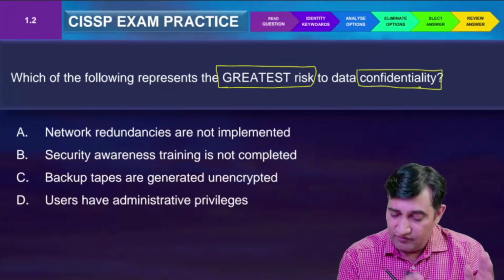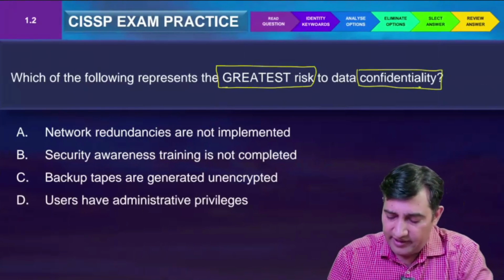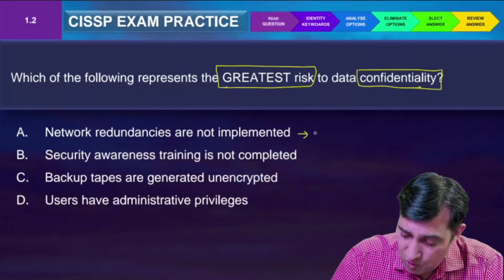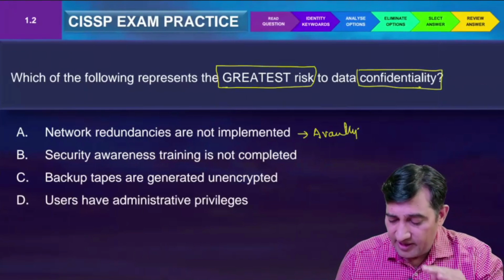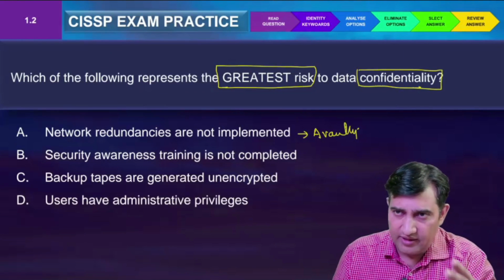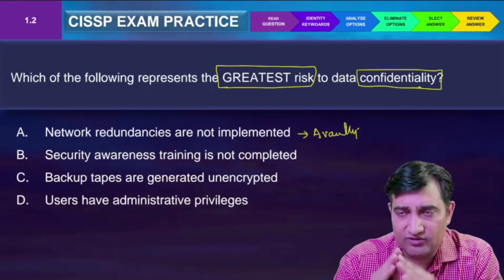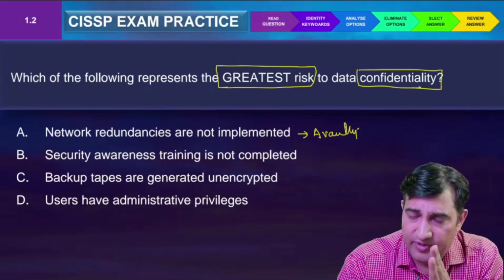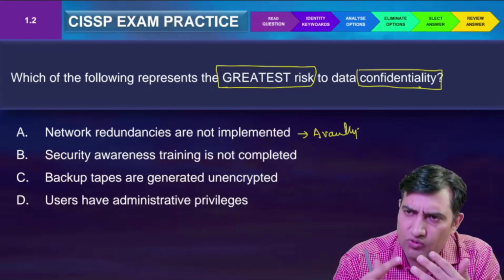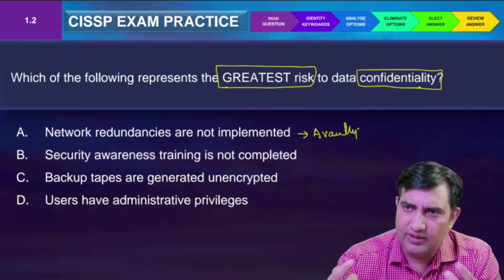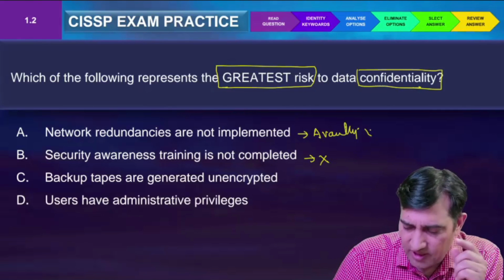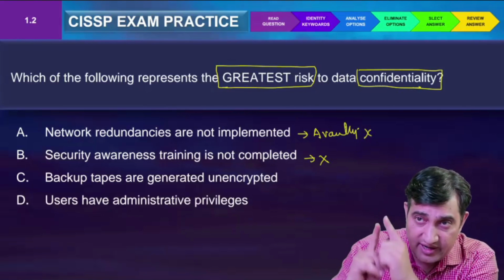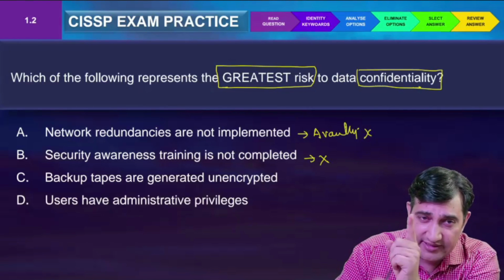Now, it says network redundancies are not implemented. I think that's more about the availability part, right? Security awareness training is not completed. I think that's a control which not only contributes towards availability, it also contributes towards confidentiality and integrity as well, right? So it may not be the right choice for us, because we are searching for something which is directly tied to the confidentiality part, isn't it?